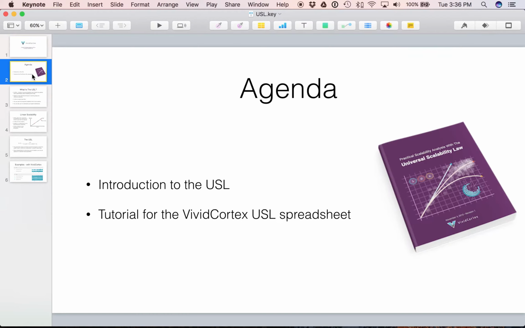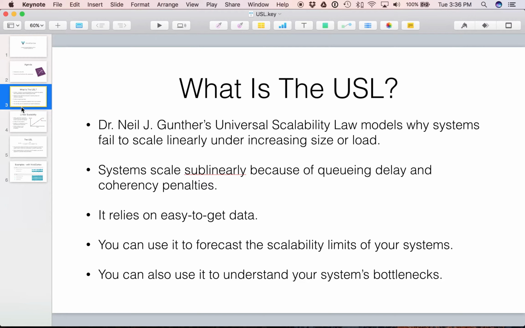First of all, here's what we're going to cover in this brief tutorial: an introduction to the Universal Scalability Law, and then a tutorial on how to actually use this spreadsheet that I've created. So let's look at what the USL is. It models why systems don't scale linearly when you add size or load to them. And when people think of linear scalability, this is often really what they're talking about.